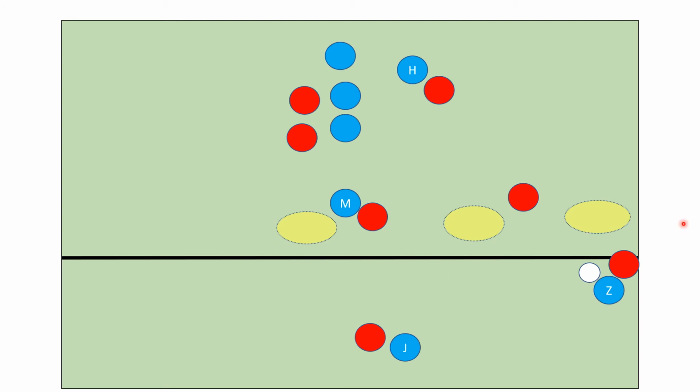So we have to make sure we notice that early, and the poached player works.